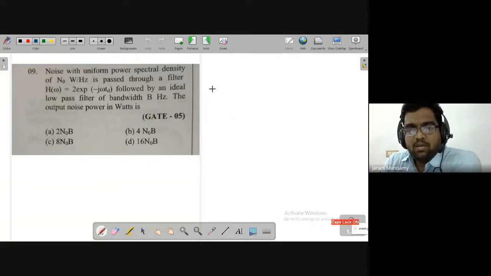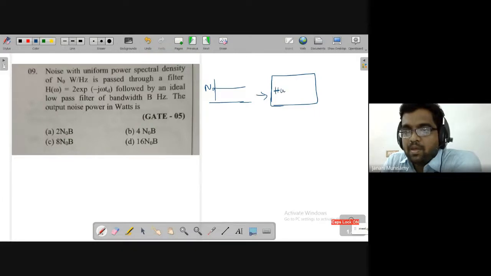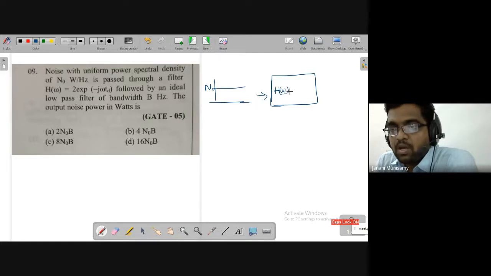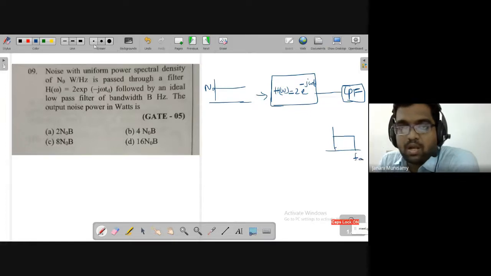See what they are telling. There is some noise with power spectral density N0. Again the noise has uniform power spectral density, and it is passed through some system. That system has a magnitude response in the frequency domain, H(ω) equal to 2 times e power minus jωTd. Then after that, it is passed through an ideal low pass filter. Ideal low pass filter means it will allow all the frequencies below the corresponding cutoff.